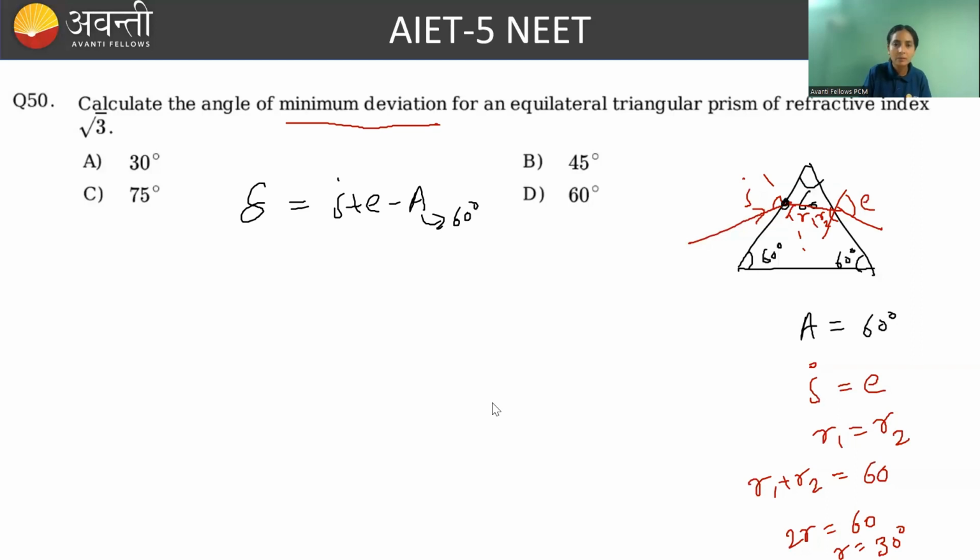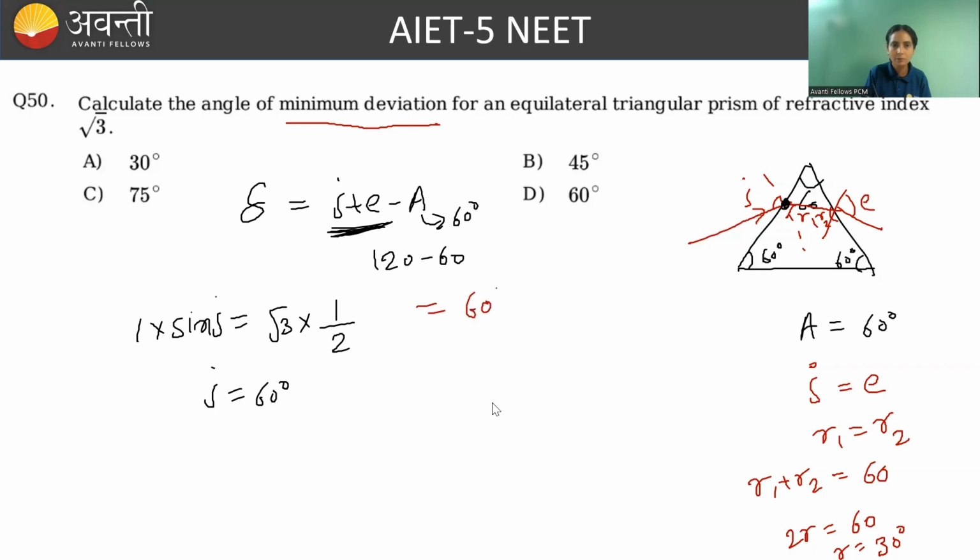So let's apply Snell's law on the first surface. mu air into sin i, that is 1 into sin i, will be equal to mu prism, that is root 3, into sin r, sin 30. Sin 30 is half, so root 3 by 2. Again, i will become equal to 60, and i is equal to e, so i plus e will become 120 degrees. Now 120 minus 60 will give you the answer. And so the answer will be 60. So the correct answer will be D.